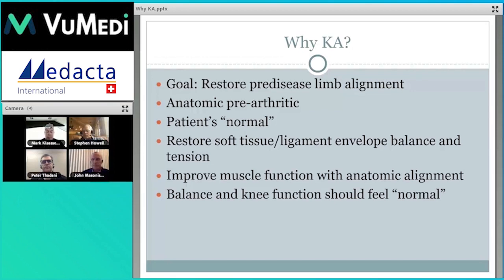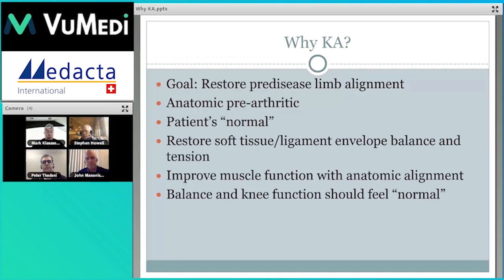I think the partial knee is a prime kinematic alignment knee because you're basically restoring the joint to its natural ligament tension. About 50% of my knees are partial knees. The other 50% are total knees, and in those knees we do need to do kinematic alignment. I am a firm believer that if we do kinematic alignment, we will make them a lot better. By kinematic alignment, I'm going to try to reestablish the pre-arthritic state. I want to reestablish the patient's, quote, normal, and restore the soft tissue ligament envelope, balance, and tension.